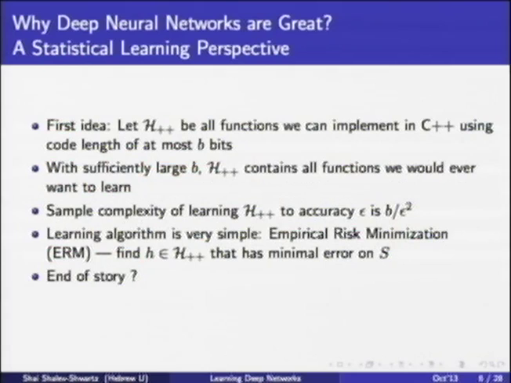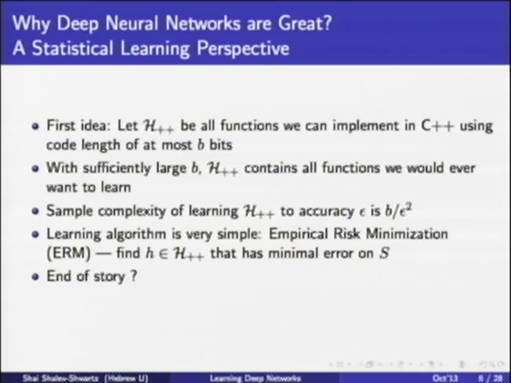So here is the first idea. Recently, David McAllester wrote about it in his blog. Let me define H++ to be all functions we can implement in C++ using code lengths of at most B bits, where B is a parameter. Then with sufficiently large B, H++ is an excellent set of functions because almost whatever we want to have, we can implement in C++ using B bits. And the sample complexity, meaning how many examples we need to learn this class, is nice. It behaves like B over epsilon squared. So if we want accuracy epsilon, we just need B over epsilon squared examples. This is very easy to prove.